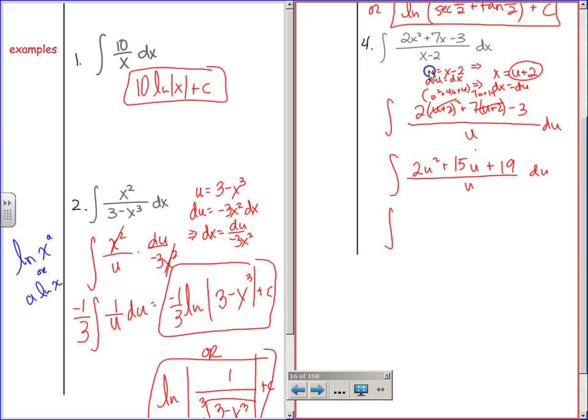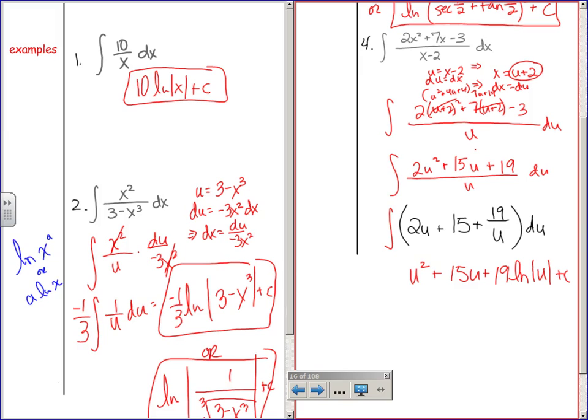Have you guys noticed? Because if I divide 2u squared over u, hey, that's 2u. 15u over u, hey, that's 15. 19 over u, hey, that's 19u to the negative 1. Uh-oh, that doesn't work. I want 19 over u. Depending on the problem, one way might be easier than the other, but they all lead you to the same place. How do I integrate? I need u squared over 2 times 2 goes away, plus 15u plus 19, anybody, ln of u, plus c.